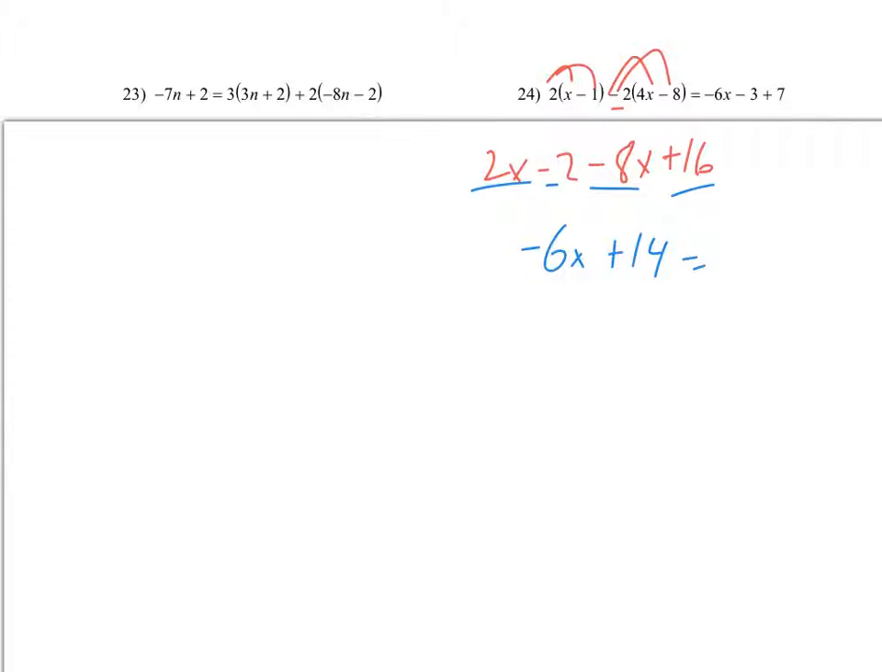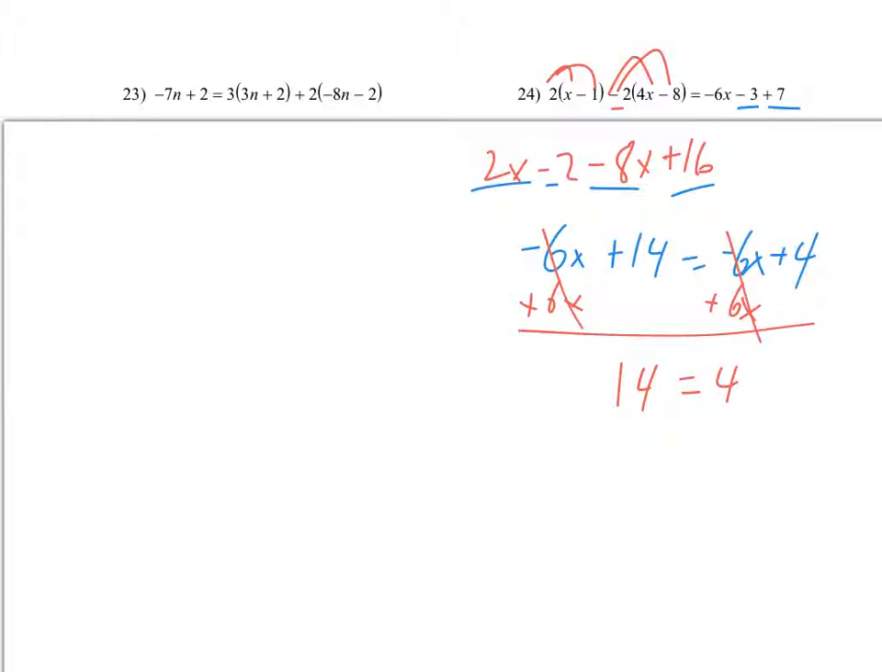And then I'll do the same thing on this side. I have a negative 3 and a positive 7 to combine, so those make 4. And then negative 6x is going to stay the same. So now I'm going to get the variables to one side by adding 6x. And then I see that everything cancels, or all my variables cancel out, and I'm left with 14 equals 4.